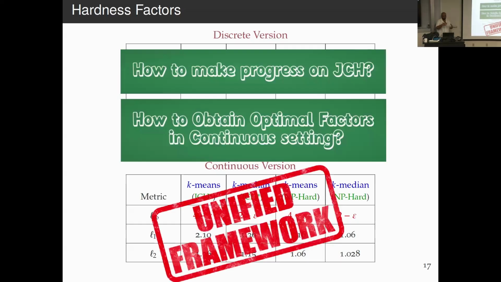So it feels like you're building a theory for this whole thing. Okay, good.